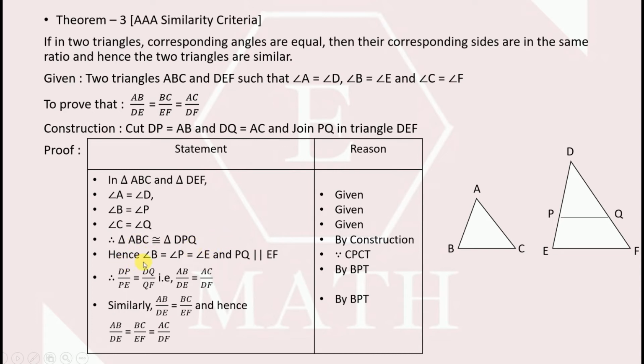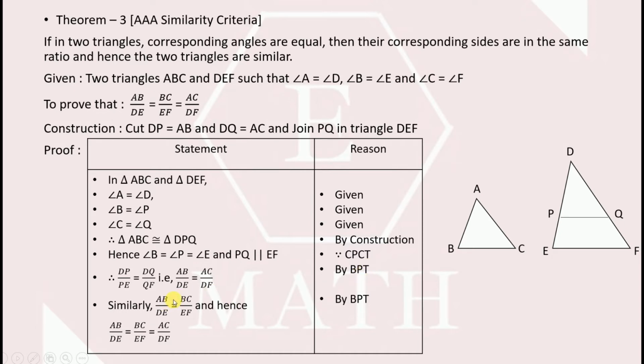Okay, and now hence angle B and angle P is equal to angle E. Angle B and angle P and angle E, all these angles are equal, and PQ is parallel to EF because of simplicity, right? And now since these things happen, we can easily say that DP by PE will be equal to DQ by QF, and that is further, DP is nothing but AB here, so you can directly substitute DP in place of AB. Okay, so AB by DE will be equal to AC by DF. Okay, and this is by Thales theorem, this is by BPT.